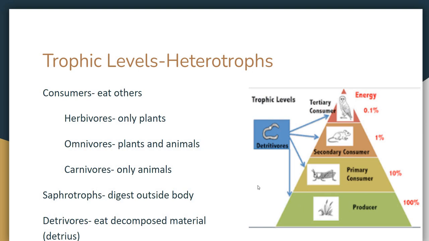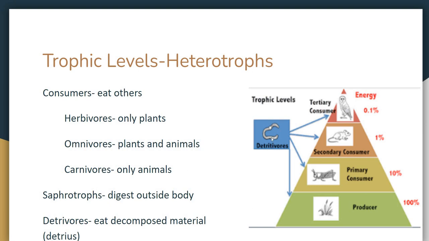There are saprotrophs. These are basically fungi that digest food like we digest it, except they don't have intestinal systems, no GI tract. So they secrete enzymes which digest things outside their bodies, and then they absorb it in there. These would be mushrooms, mold, other types of fungi. And then there's detritivores. These are organisms that eat decomposed material, worms and so forth. We don't eat decomposed material.